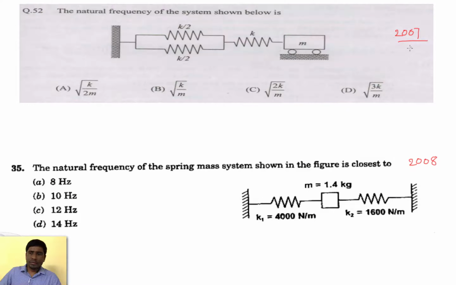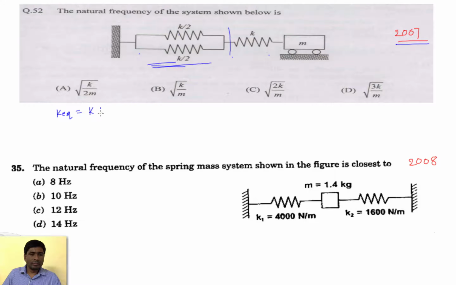This problem was asked in the 2007 GATE exam, and here again it is the same type of problem. This is a parallel connection up to this point, and again from here this is a series connection. So when these two are parallel, what is the K equivalent? K equivalent is simply the addition. Then K by 2 plus K by 2 equals K.